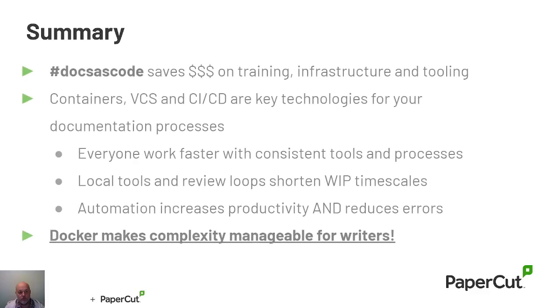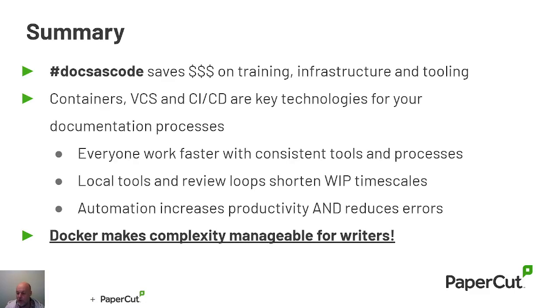So in summary, I'm saving a lot of money not having to buy proprietary tools, not having to train people on them, or spin up special infrastructure. Containers, version control, and CI/CD are the key technologies in my processes. And with them, we can work a lot faster because we're all using the same things and we can share common practices. The work in progress timescales are very quick. I can get individual changes out within seconds. And the productivity boosts from automation are huge. So that's all built on top of Docker. Docker is hiding the complexity for technical writers in the same way it does for developers.